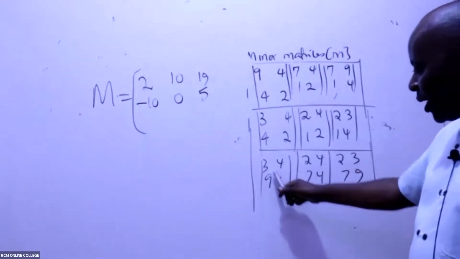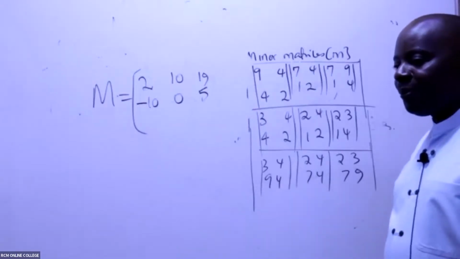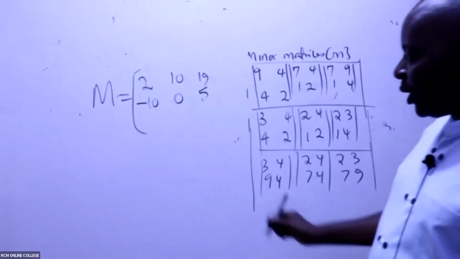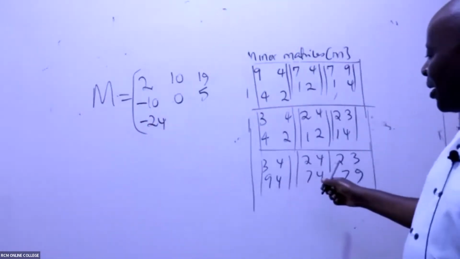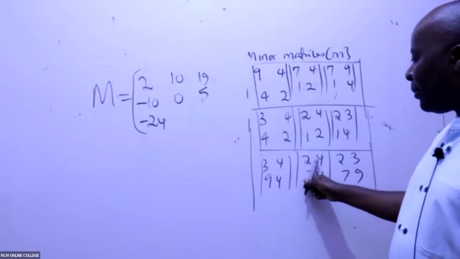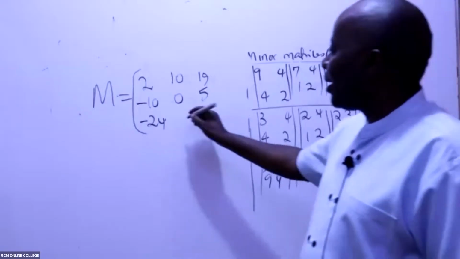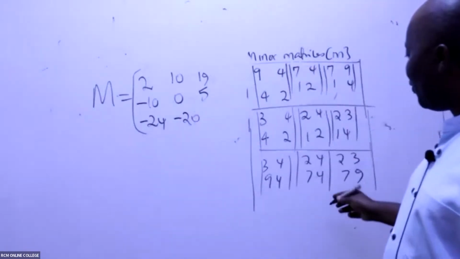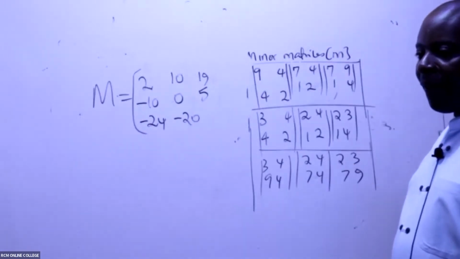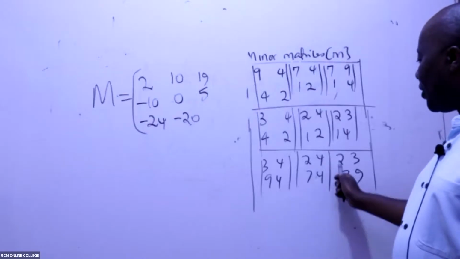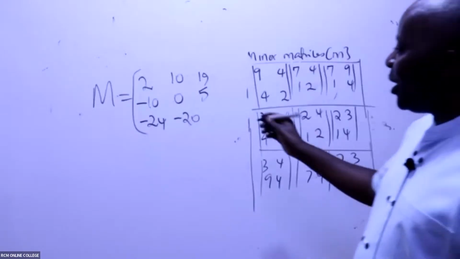So we come to this one here. This one here will be 3 times 4 minus 9 times 4, which gives me minus 24, right? So this gives me minus 24. From there, we have here 2 times 4 minus 7 times 4, which will end up giving me what figure? Minus 20. Then we have the last one here, 2 times 9 minus 7 times 3. That gives me what figure? Minus 3. Thank you so much.